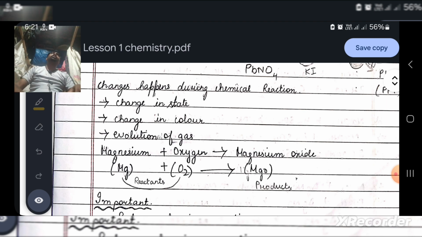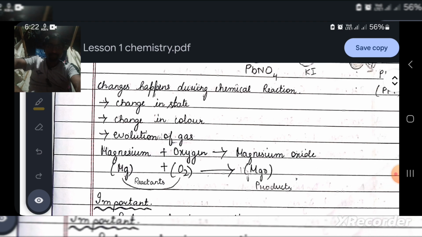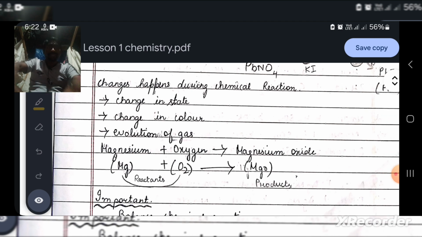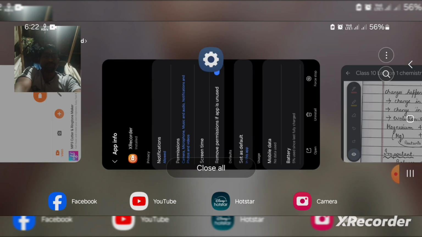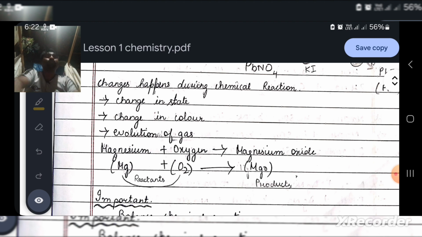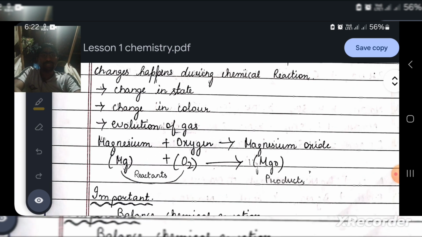There are many things. Sound, it produces sound. For example, the crackers, when they burst, they make sound. Light, it also lights up. Yes, in the crackers also, when they burst, they give sound as well as light. These two are not here.